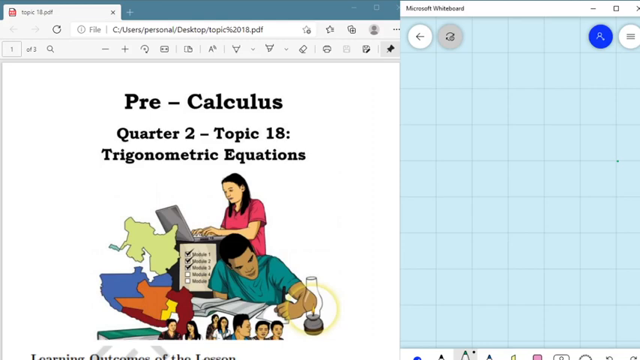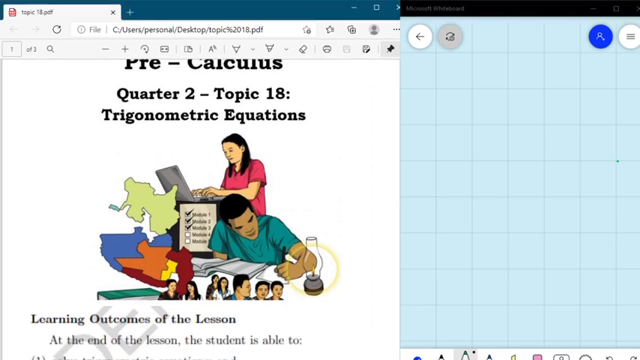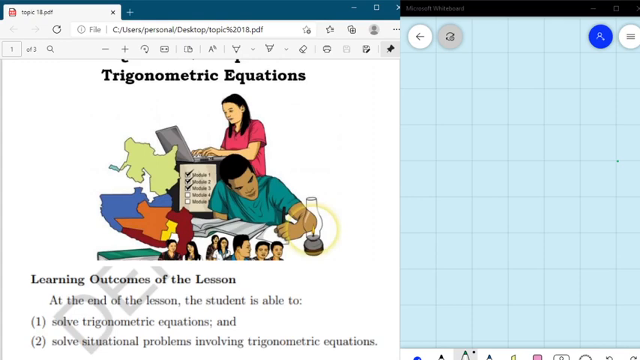Hi sa akong mga pre-calculus students. We are now in topic 18 of quarter 2, which talks about trigonometric equations. At the end of this lesson, you are expected to solve trigonometric equations and solve situational problems involving trigonometric equations.